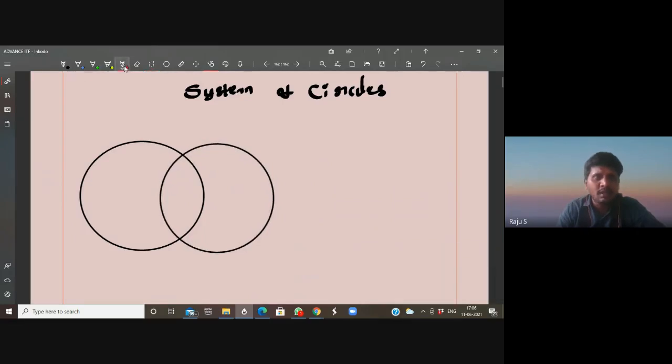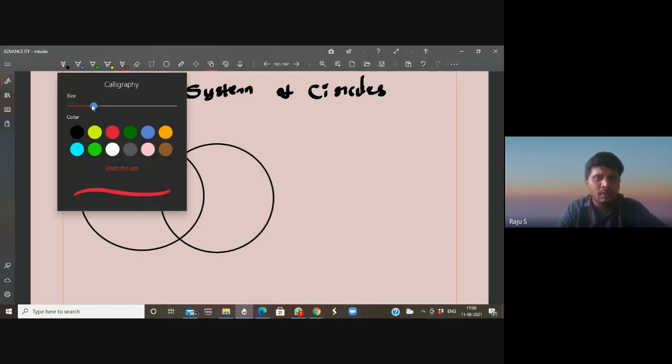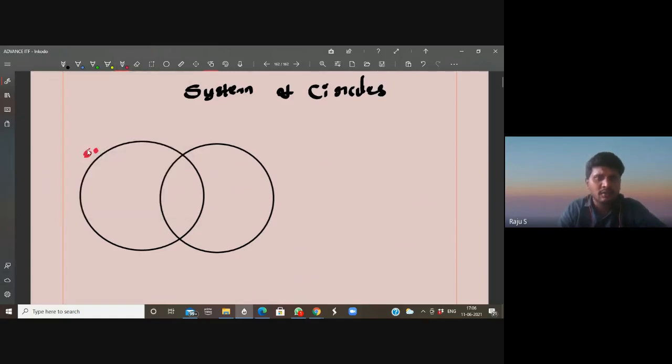Let us take the two circles: this is S1 equal to 0, and this is S2 equal to 0. Now, I want to find the angle between these two circles. S1 has center C1 and radius R1, and S2 has center C2 and radius R2.